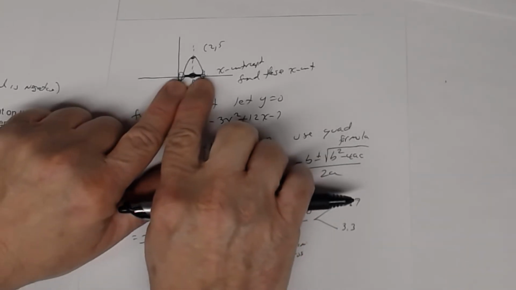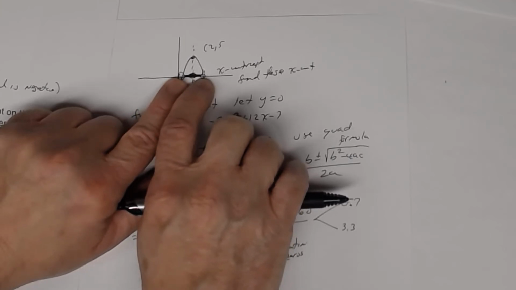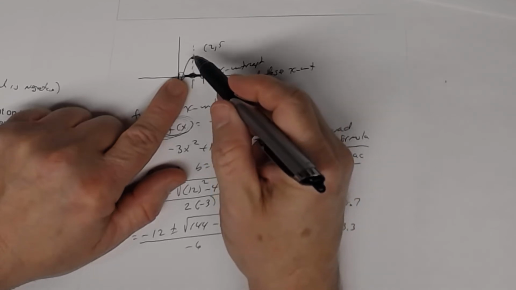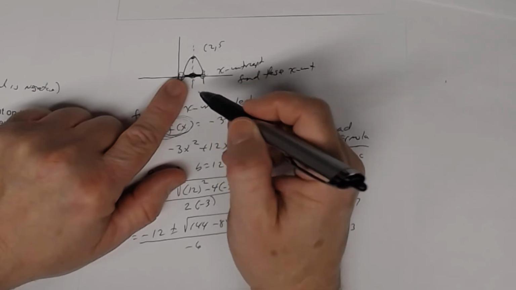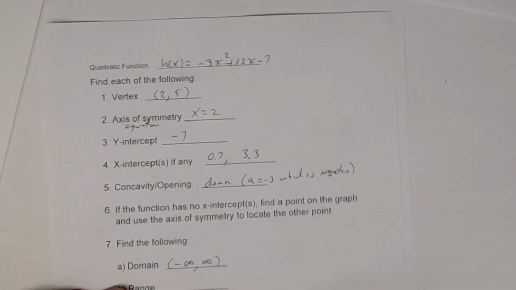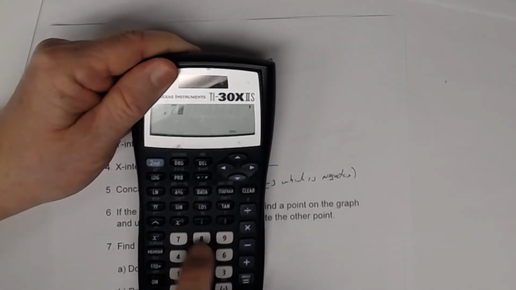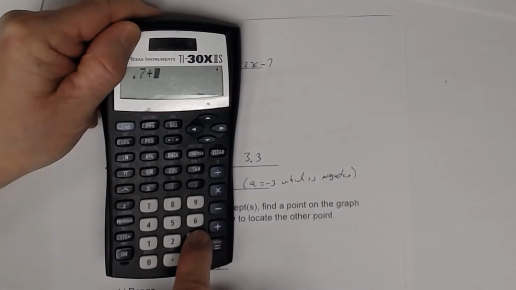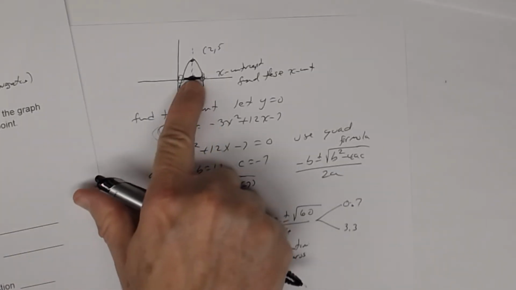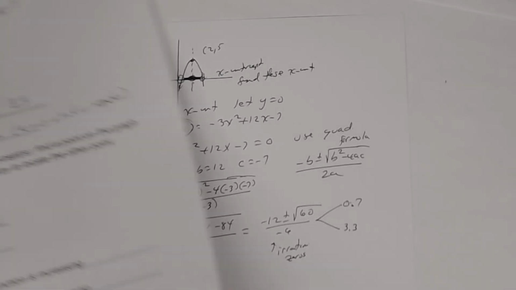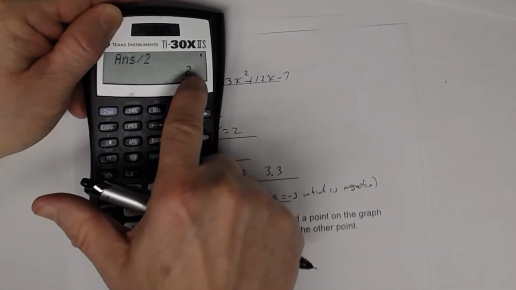All right, so remember, these are your x-intercepts. The midpoint of the segment that joins the x-intercepts is also where the axis of symmetry crosses the x-axis. So if you add those two numbers together, 0.7 and 3.3, 0.7 plus 3.3 equals 4. Remember, when finding a midpoint, you add and divide by 2. So I'm going to divide this number by 2, press equal, and you get 2, right?